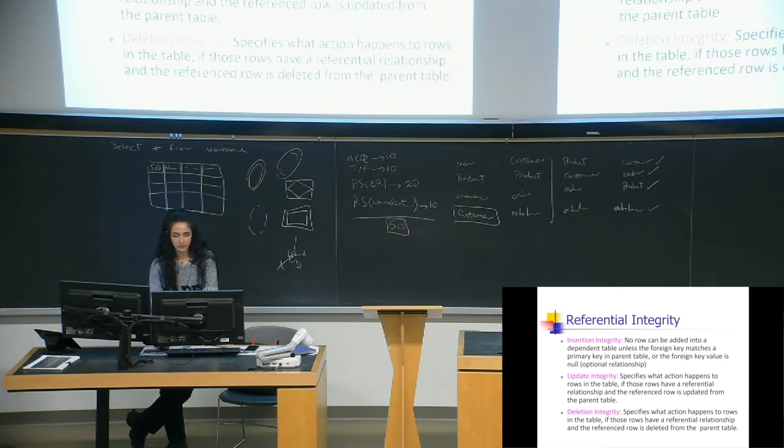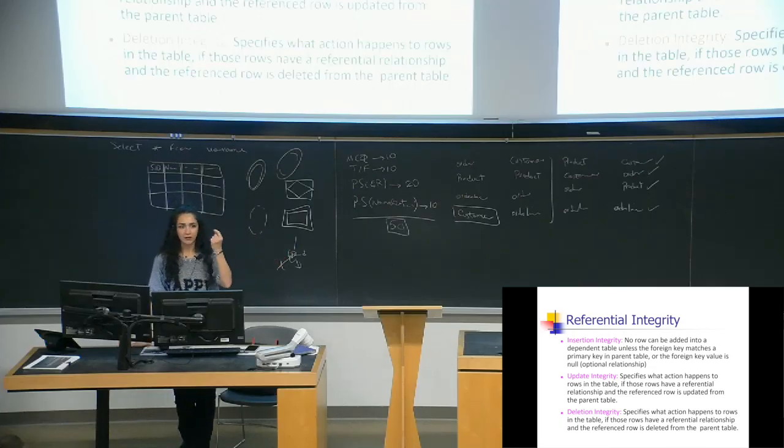So insertion integrity, update integrity, and deletion integrity. This is exactly what I mentioned now. If you have a common field in two tables, meaning you have a foreign key, which was the primary key in another table, and you want to update that, or insert new data into that, or delete that, you want to see what happens in the same field in the other table. So this is about insertion, update, and deletion integrity. For insertion integrity, no row can be added into a dependent table or a child table unless the foreign key matches the primary key in the parent table or the foreign key is null.